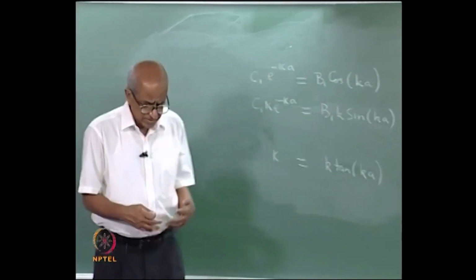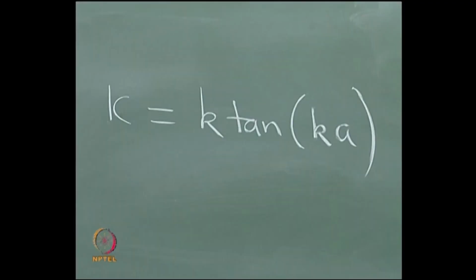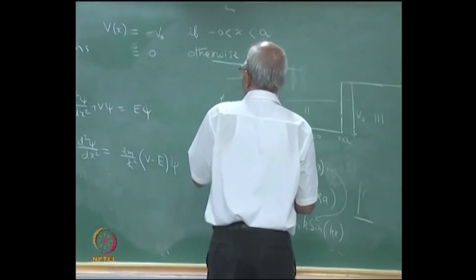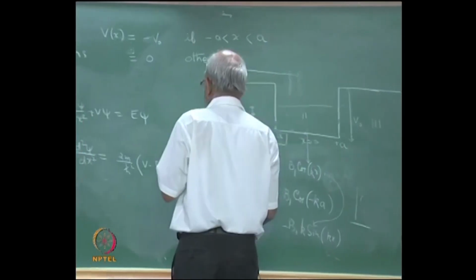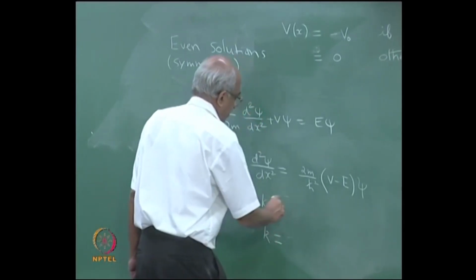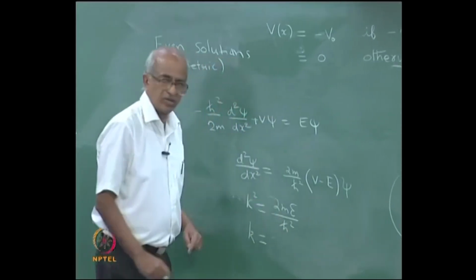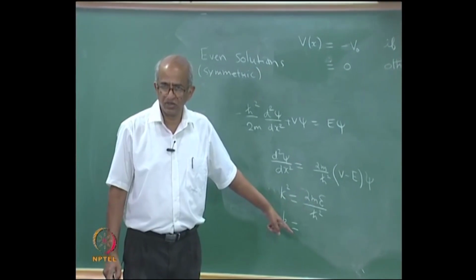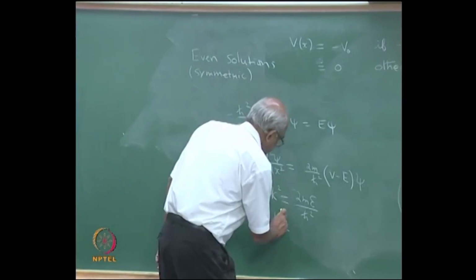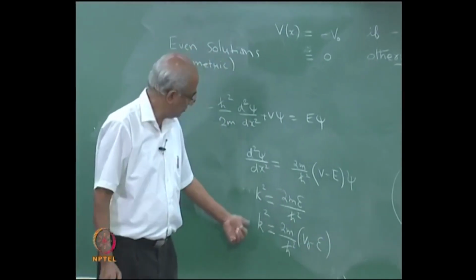This is a somewhat complicated equation which we have to solve to find the allowed energy levels of the system. It ensures that both the wave function and its derivative are continuous. But where is our expression for κ? I think I have removed it, but I should have kept it. κ and k were defined earlier. κ squared was defined to be 2mε divided by ħ squared, while k squared was defined to be 2m divided by ħ squared times (V0 minus ε).